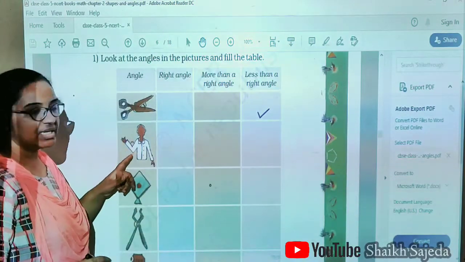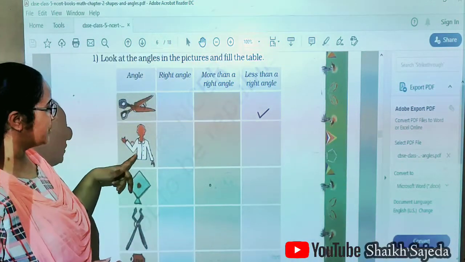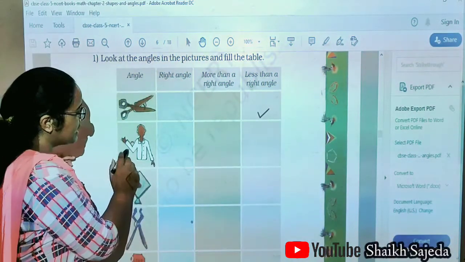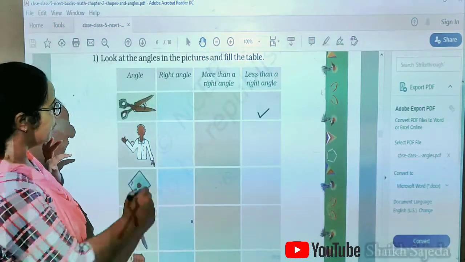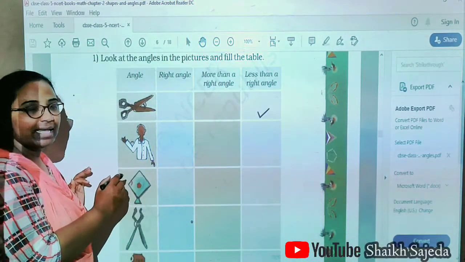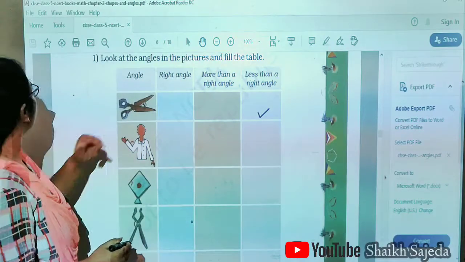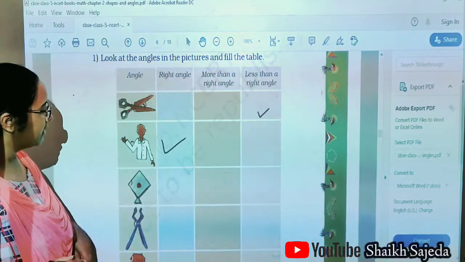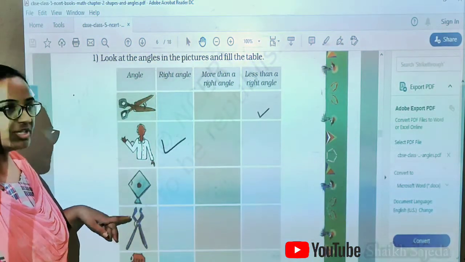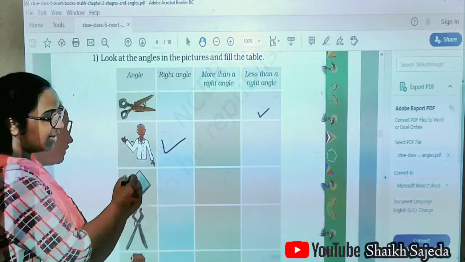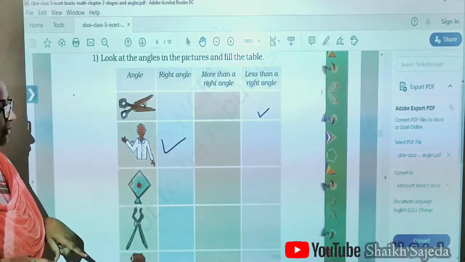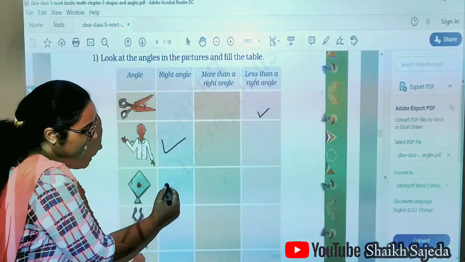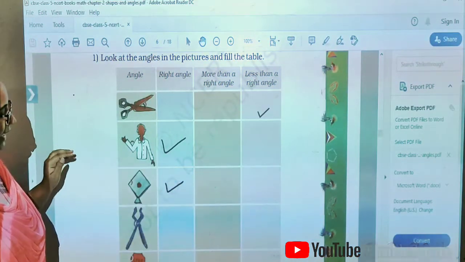Now the second example is of your body posture. Using your hand you have to form an angle like this. So here you can see it will form exactly the English alphabet L. So we can say that it is a right angle. So I will tick mark here in right angle. Now here a picture of a kite is given, and as you can see, a kite is always of a square shape, and in a square shape all angles are right angles. So here also the kite will be a right angle.